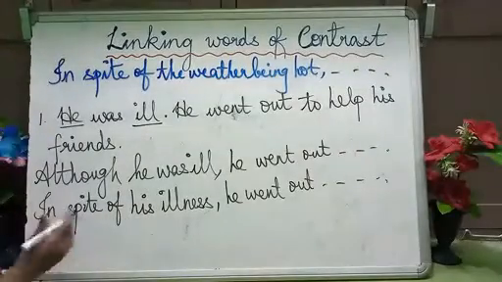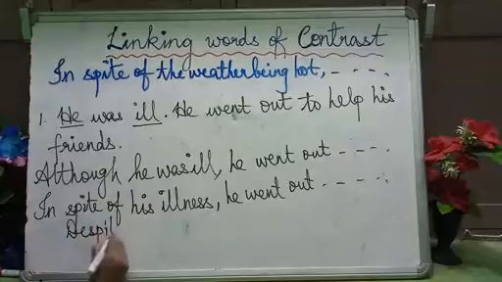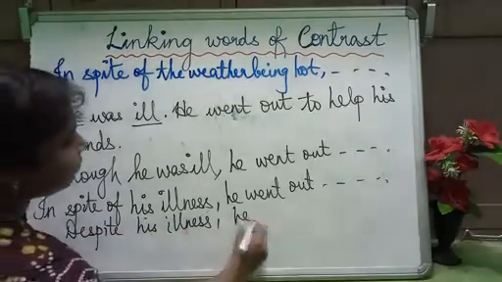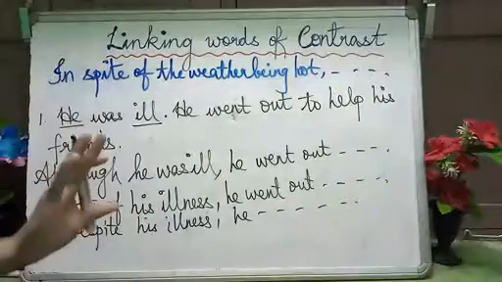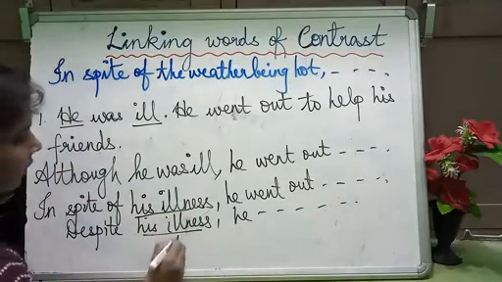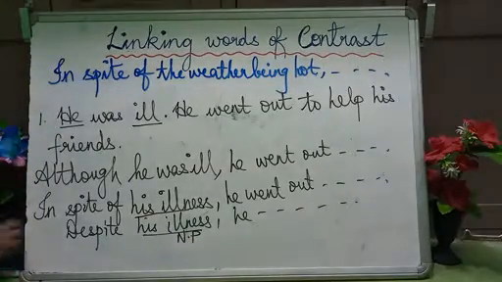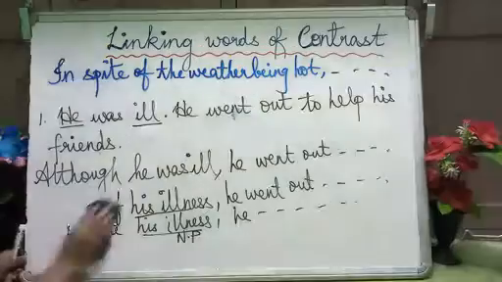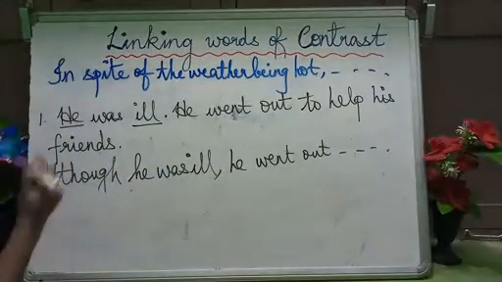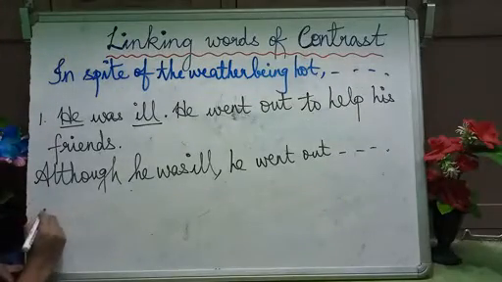This is one. And using despite also, you will write the same. Despite his illness, he went out to help his friends. That's all. So this was the noun phrase. Okay, now using verb plus ing. Same sentence using verb plus ing now. So you will join the sentence, beginning the sentence using in spite of.